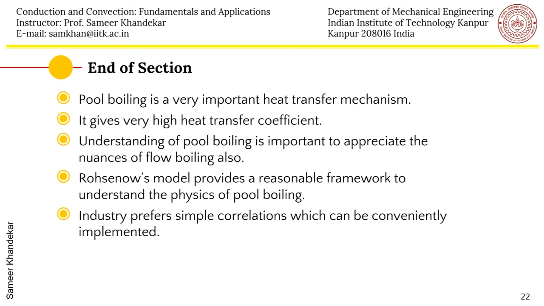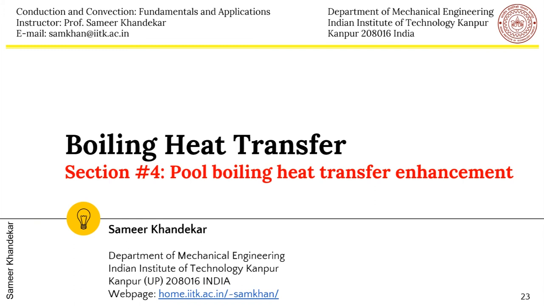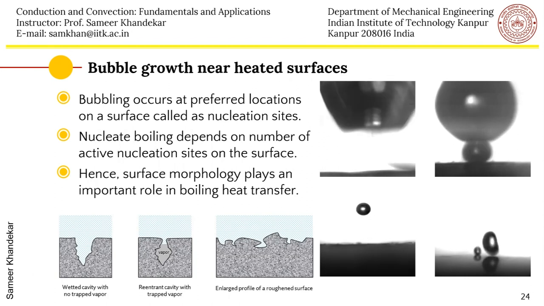So we will recall that boiling occurs on preferred locations, and nucleate boiling depends on the number of active nucleation sites. So if we increase the active nucleation sites, and make sure that many nucleation sites are active, then the overall heat transfer coefficient will increase, because the surface morphology, as we have seen in the last lecture, plays a very important role in nucleation. So how do we do that?